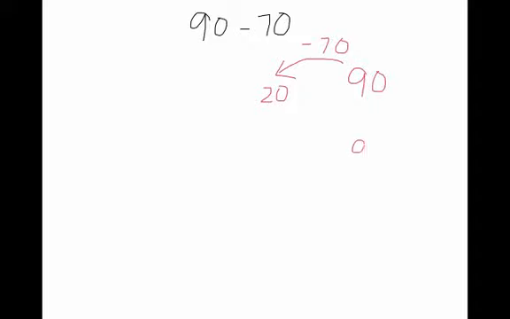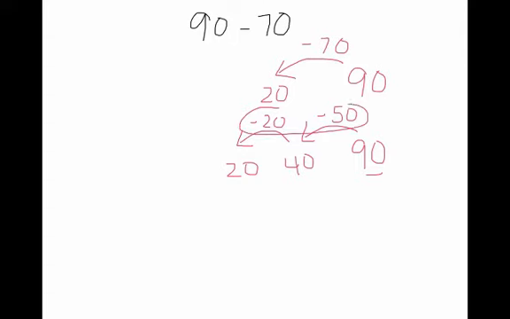However, you might have some kids that think about this as perhaps minus 50. So have they subtracted 70 yet? No. 40 minus 20 is 20. 90 minus 70 equals 20.